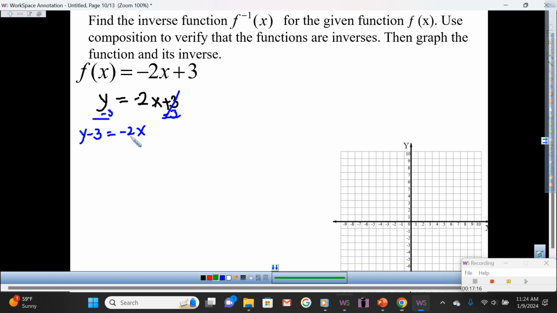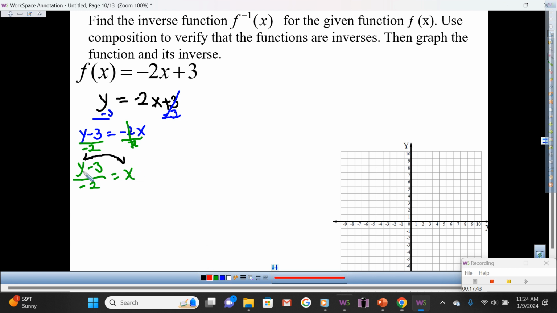Very good. That will be the last step. But before that, what do we do next? Jade. Divide by negative 2, both sides. So we end up with y minus 3 over negative 2 equals x. And now, as Martin said, we get to the point of flipping the variables.